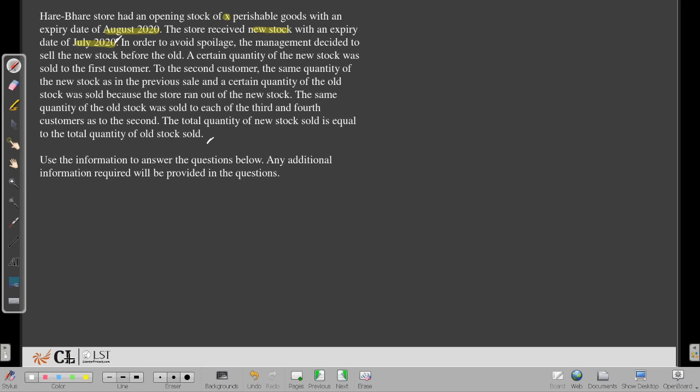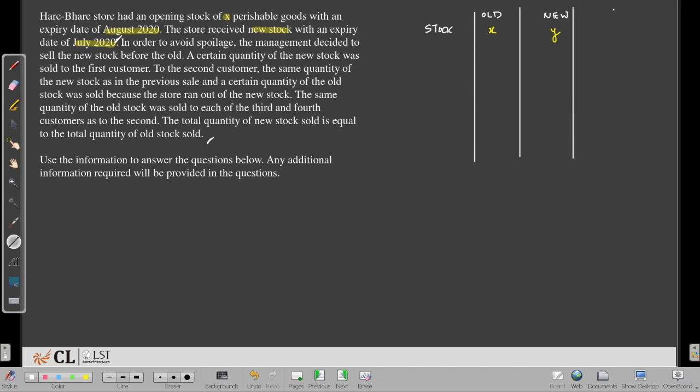So in this case, I'm going to capture the information by saying that we have got this old stock, and we have got a new stock. The old stock is equal to X, and the new stock, we don't know the quantity. We are now forced to add a new variable. So this is what I will capture.